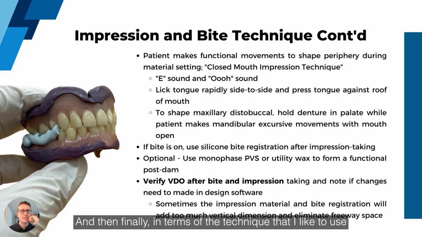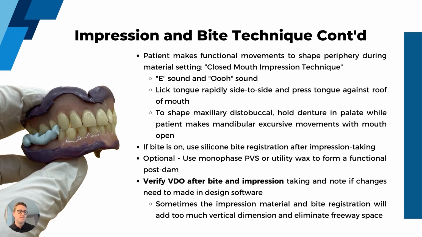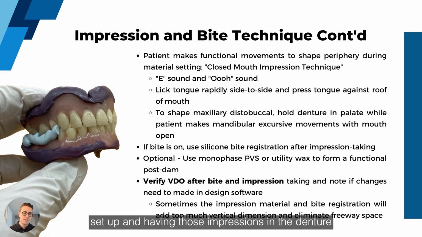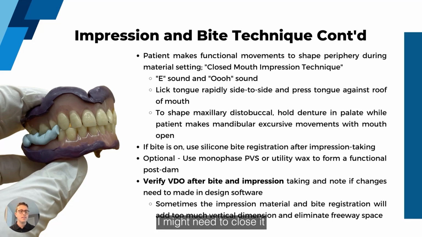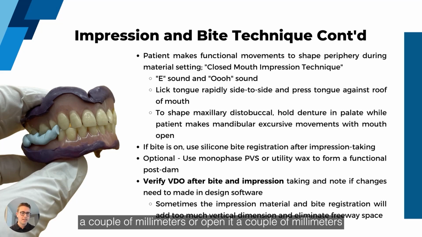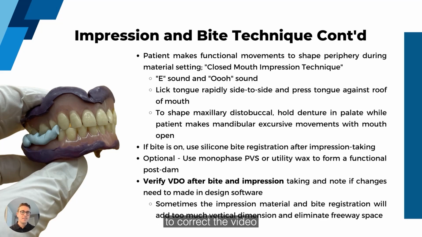And then finally, in terms of the technique that I like to use, at the end of getting my bite set up and having those impressions in the denture, I trim it all up, put it back in the mouth, take a few photos for reference for when you're designing, and take a vertical measurement as well so that when I go to design this in the design software, I might need to close it a couple millimeters or open it a couple millimeters to correct the vertical.